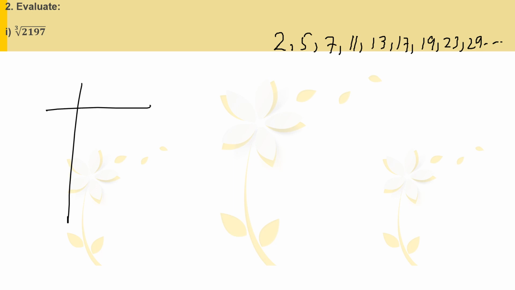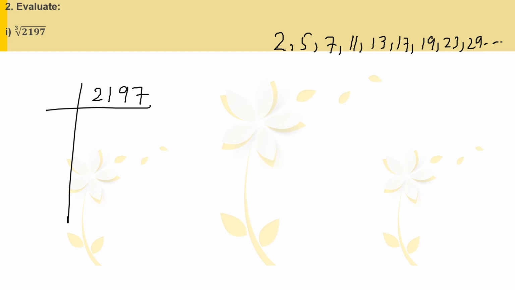So we must know the prime numbers with which we have to divide this number, that is 2, 5, 7, 11, 13, 17, 19, 23, 29, and so on. We will check the divisibility of these greater numbers using these prime numbers. So let's do the prime factorization of 2197.